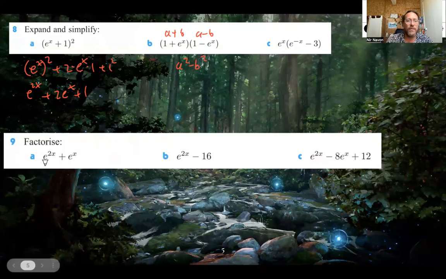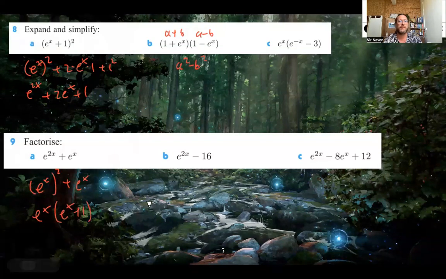Factorizing. How do we factorize? So e to the power of 2x is like (e to the power of x) squared plus e to the power of x. So e to the power of x is the common factor. And we're left with e to the power of x times (e to the power of x plus 1). Here I see something that is squared, and minus 16, which is squared as well.